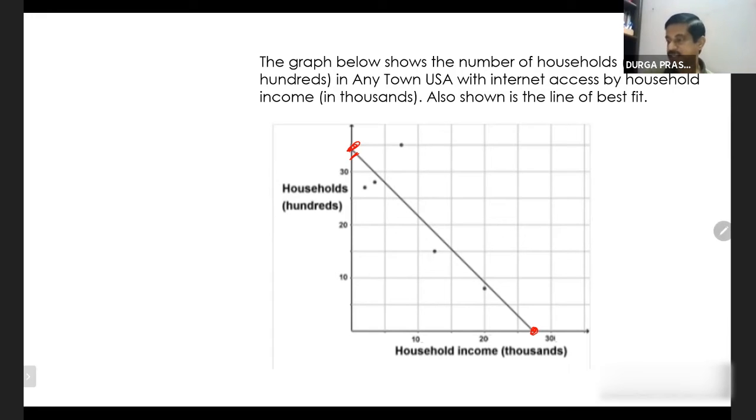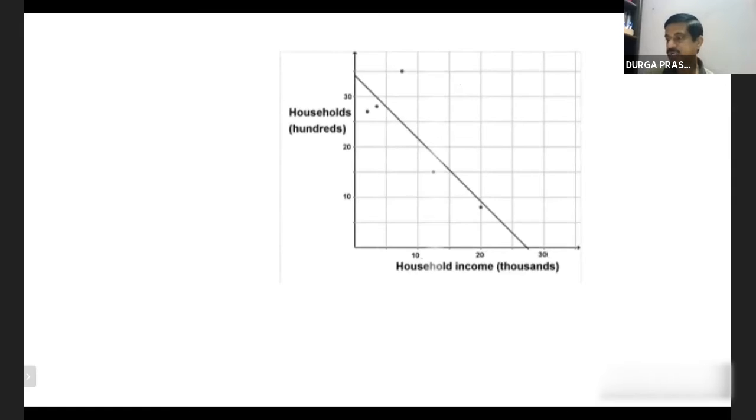So now look at this data. There are certain 1, 2, 3, 4 points below the best fit line, and there is only 1 point above the best fit line. So that is 3,500 households above the best fit line. On the best fit line, there is no one. Okay. Look at the question.